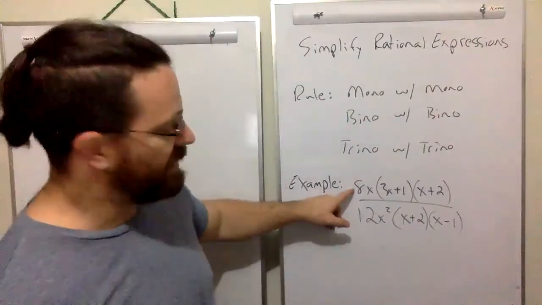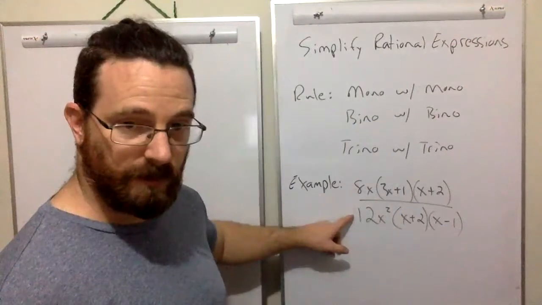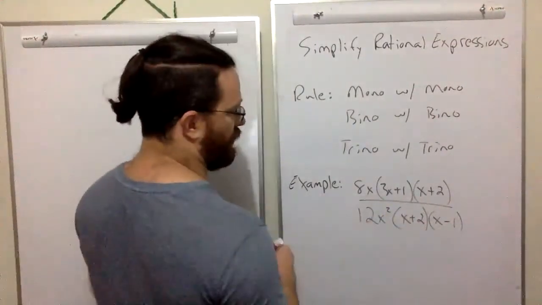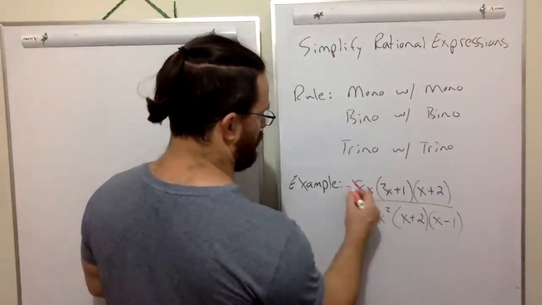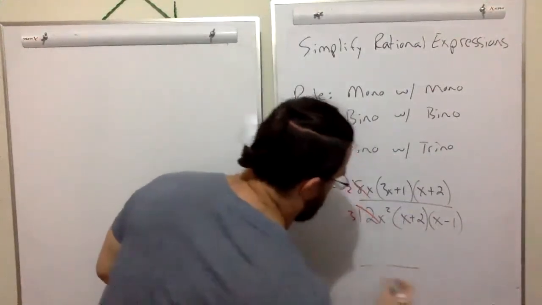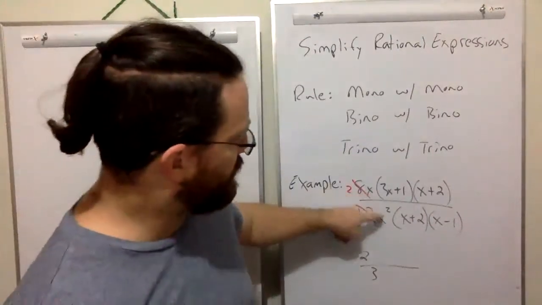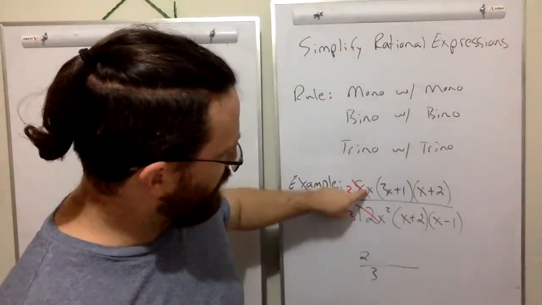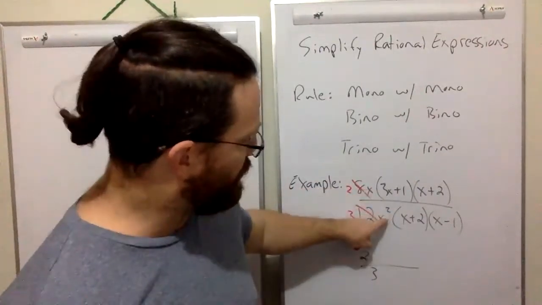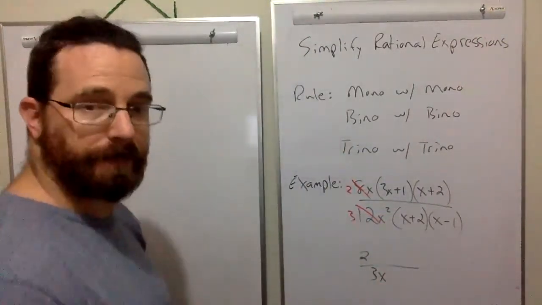So my 8x is only allowed to reduce with the 12x squared because these are both monomials. So right now, those two could be reduced. 8 and 12, that would reduce down to 2 and 3. So if I'm writing my answer down below here, I'm already going to have a 2 and a 3. Check out the x's. I have an x here, and I have an x squared here. This x is going to cancel one of these, leaving me with just one x on the bottom, like that.